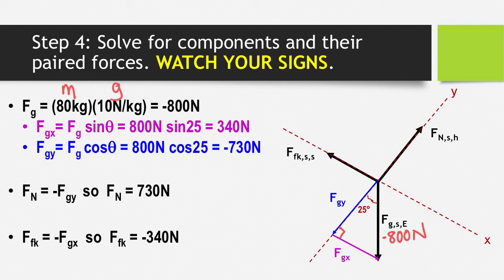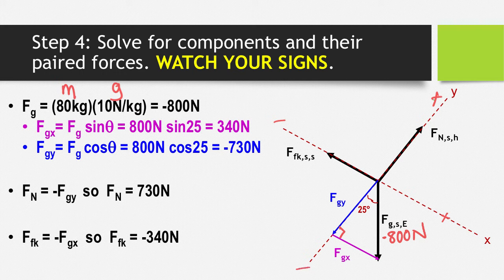FGX, that is my horizontal component, is the opposite side to the angle, and that will be opposite over hypotenuse, which is the sine function. So I have FG sine of theta, or 800 newtons times sine of 25 degrees. That's going to equal 340 newtons. If I look, this is going in the positive direction. This would be positive here. This would be negative.